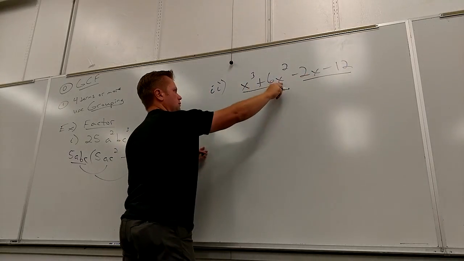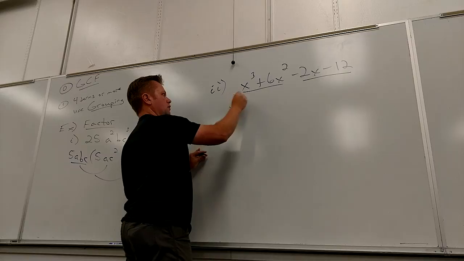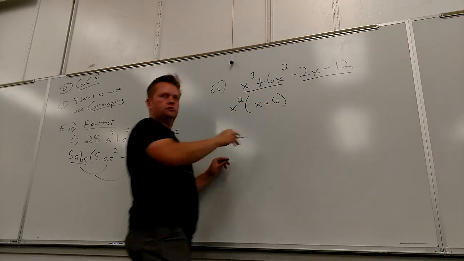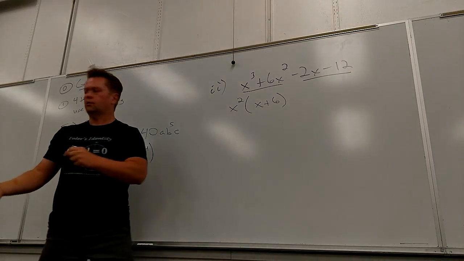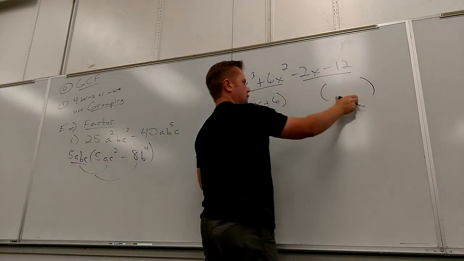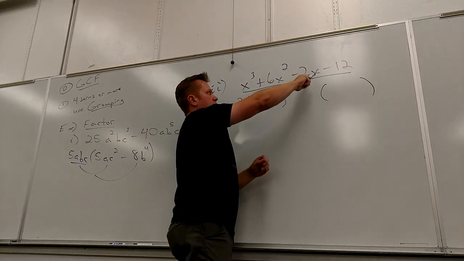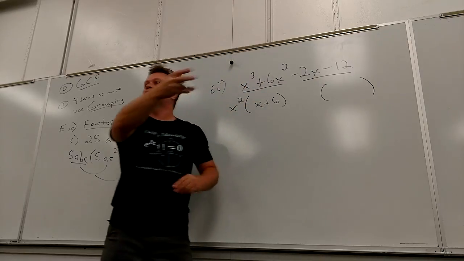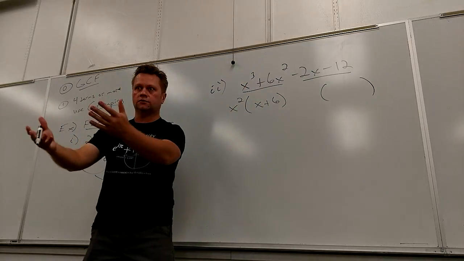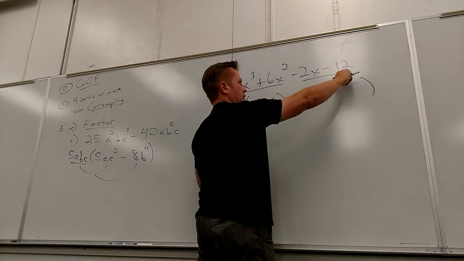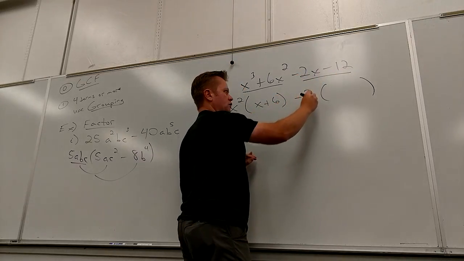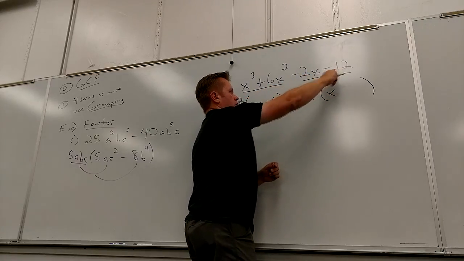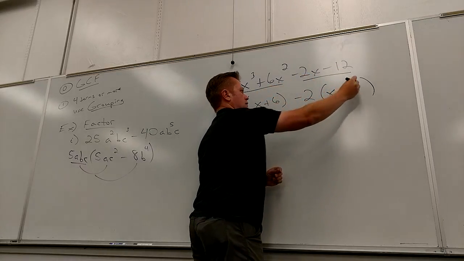What comes out of these 2? X squared. Now, in order for this to work, what's going to have to be in this parentheses? The same thing. So then what do you have to take out of negative 2x to make it become x? Negative 2. In fact, both of these can be divided by 2, but you need to take out a negative 2. That divided by negative 2 is x. Negative 12 divided by negative 2 is positive 6.